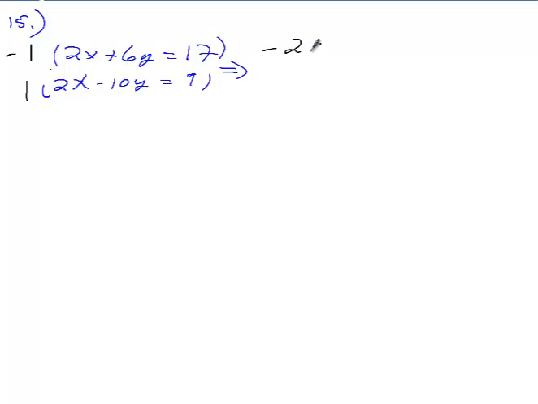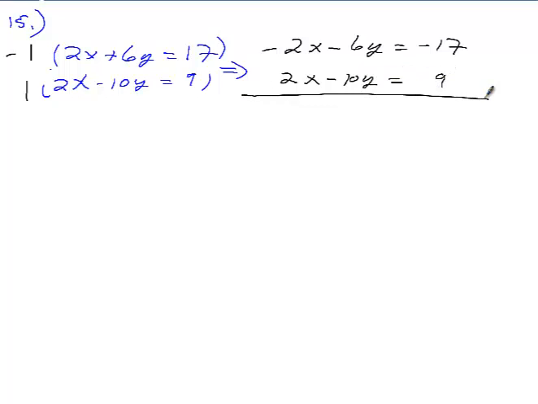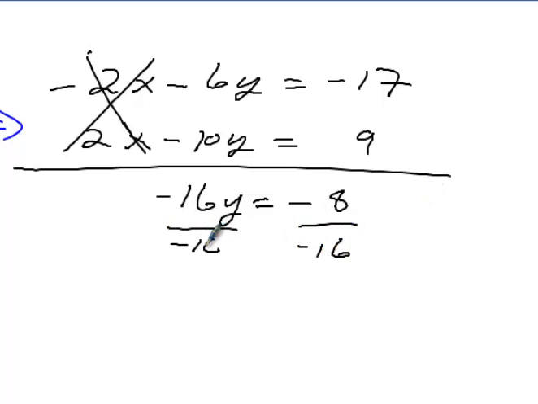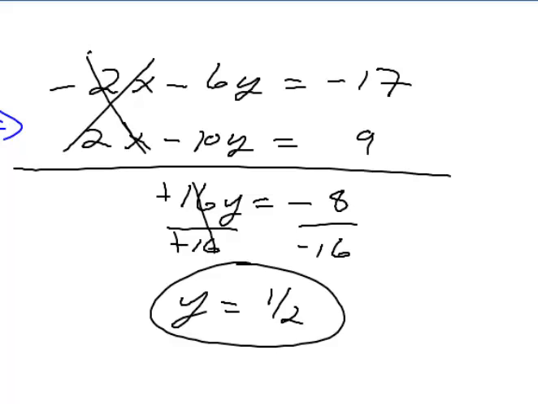So distribute. Distribute on the bottom. And then we just add down, right? So what's negative 2x plus 2x? 0. So that cancels out, which is what we want, right? One of our variables should disappear. What's negative 6y take away 10y? Negative 16y equals negative 17 plus 9. Everybody okay? Yes, no? Well, now we have to solve for y. So how do you get y by itself? So y equals 1/2. So now we take that and plug it back into what?